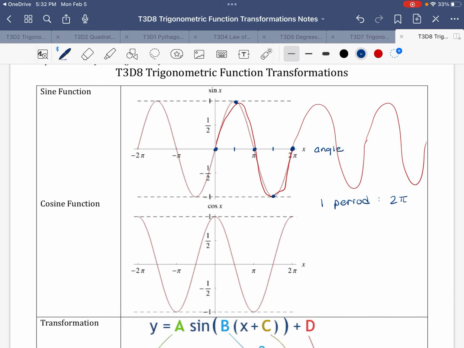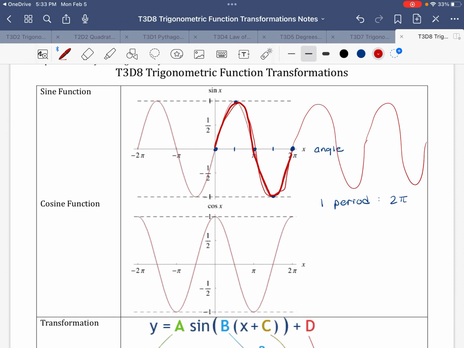All right, and then from there, our transformations can make this stretched. It can compress how long a period is, and it can shift up and down. Very similar to how our other function transformations work. They follow much of the same rules. They might just look slightly different. So again, keeping in mind sine follows this path.